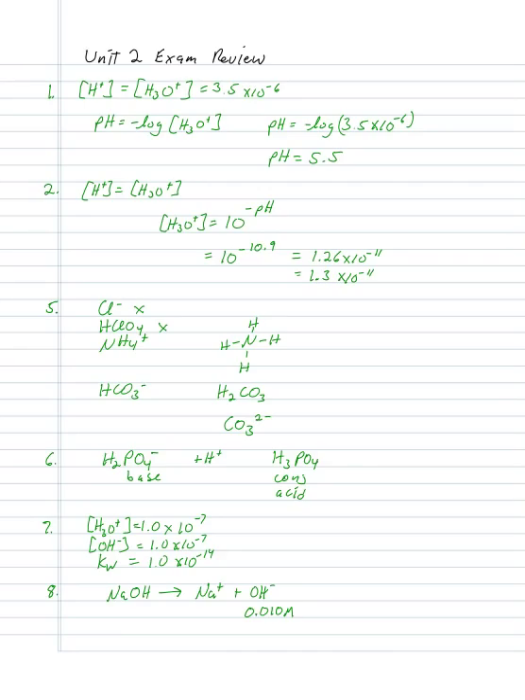Now I know my hydroxide, I can find the pOH. The pOH is just the negative log of my hydroxide, so the negative log of 0.010. And that gives me a value of 2. And then the pH is going to equal 14 minus the pOH, which is going to be 14 minus, I'm sorry, 14 minus 2. And you get an answer of 12. So the pH there is 12.